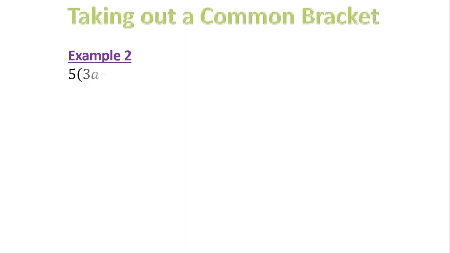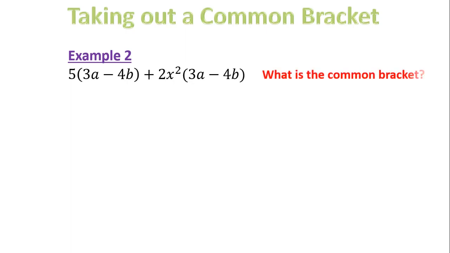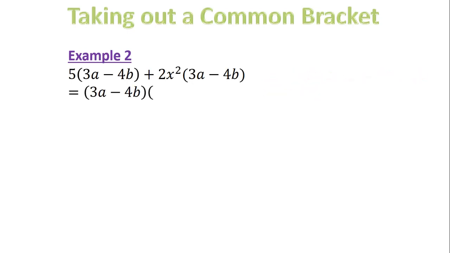Example 2. 5(3a - 4b) + 2x squared(3a - 4b). Again, straight away we ask the question, what is the common bracket? And in this case, it's 3a - 4b. And so straight away we write it down. And then open brackets. Now we set up our fraction. And in the denominator, or the bottom, we put our common bracket. In the top, or the numerator, we put our first term.